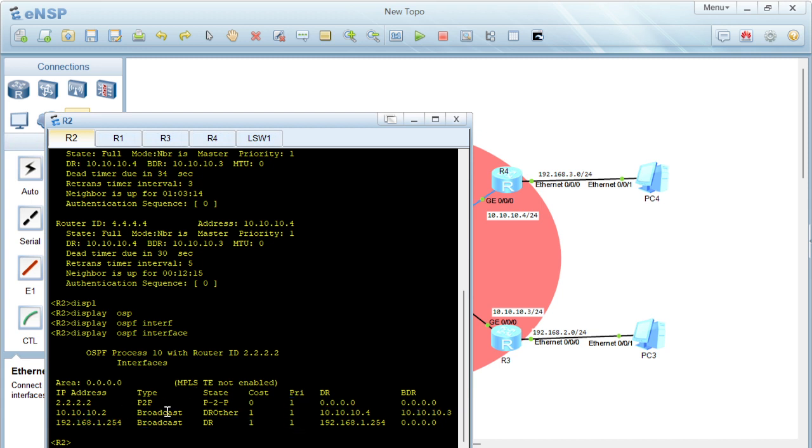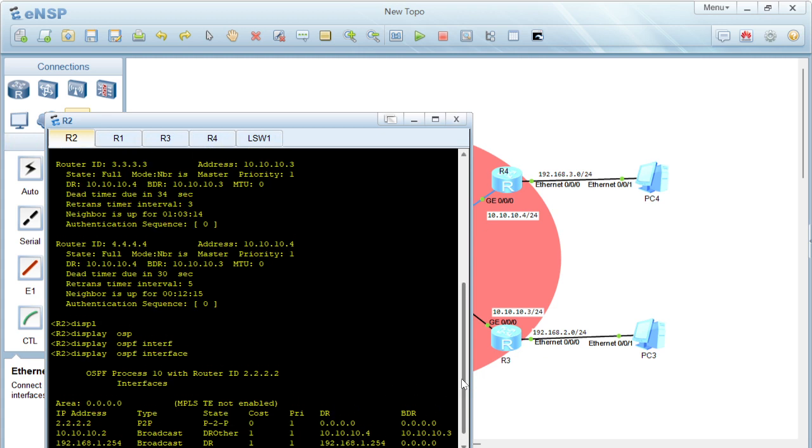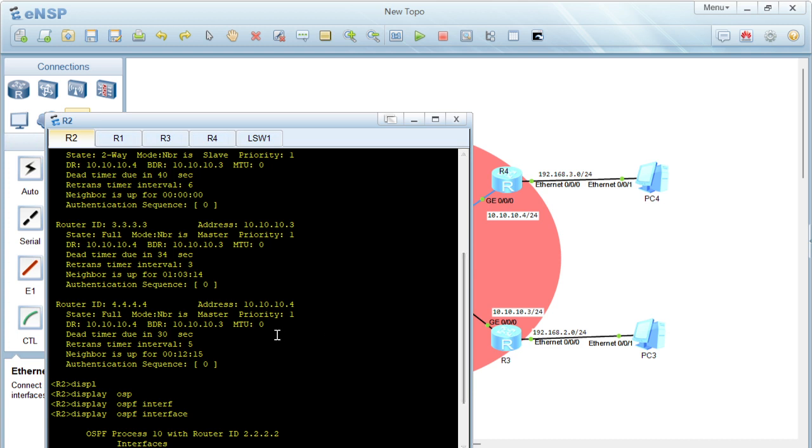And you can see that for this one, it's DR Other. And then we also have this one connecting to the PC, so this is the DR for that segment, because it's a broadcast network, so we end up having a DR. But for point-to-point, we don't elect the DR and the BDR. So as you can see, all the priorities are set to 1.